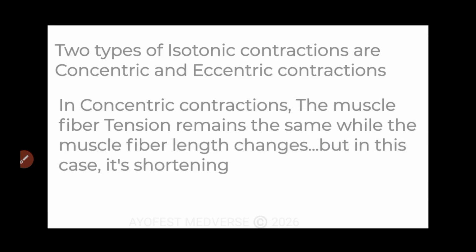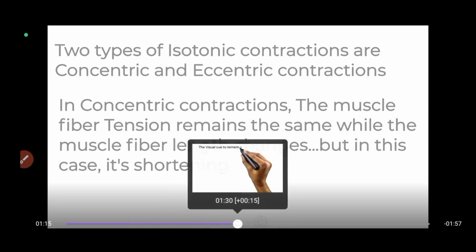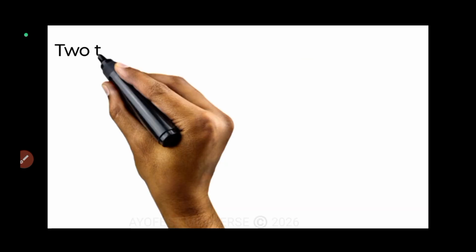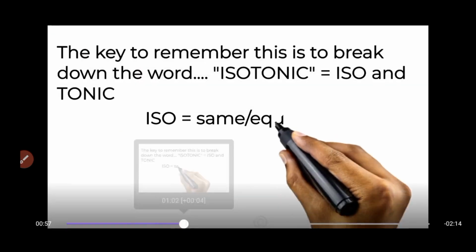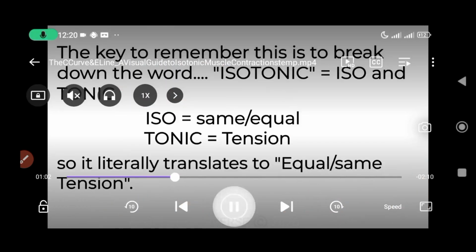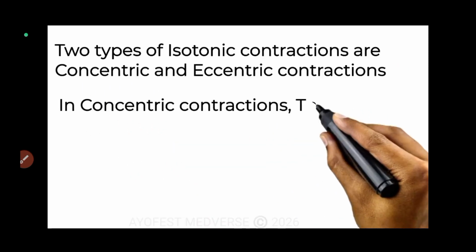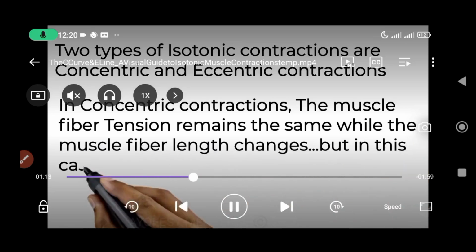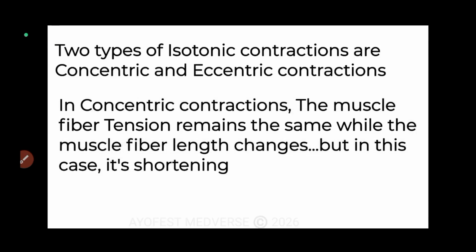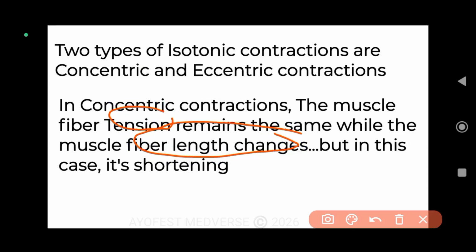Okay, so this is about concentric contractions. In concentric contractions, the muscle fiber tension is going to remain the same while the length is changing. But in this case, for concentric, the length is shortening. So the tension is going to remain the same here while the length is going to be changing. So the fiber length will change while the tension will remain the same. The length is going to be shortening here.